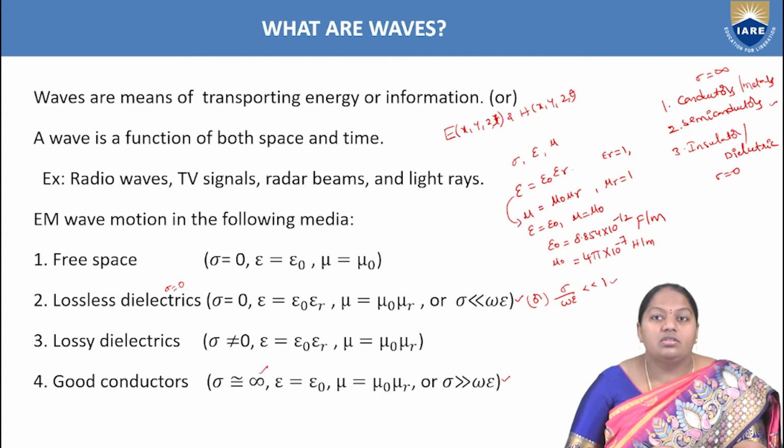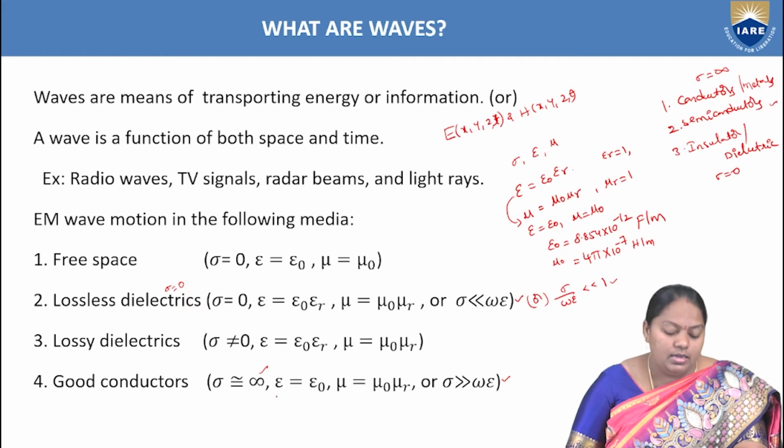And the third condition is lossy dielectrics. As the name itself suggests, lossy means there must be some loss in the signal. In that case, the sigma value is not exactly equal to 0, hence sigma is not equal to 0, and epsilon and mu can be defined respectively as epsilon naught epsilon r and mu naught mu r.